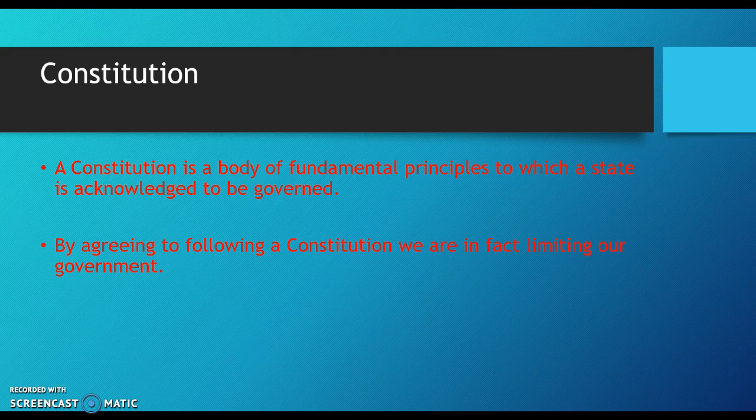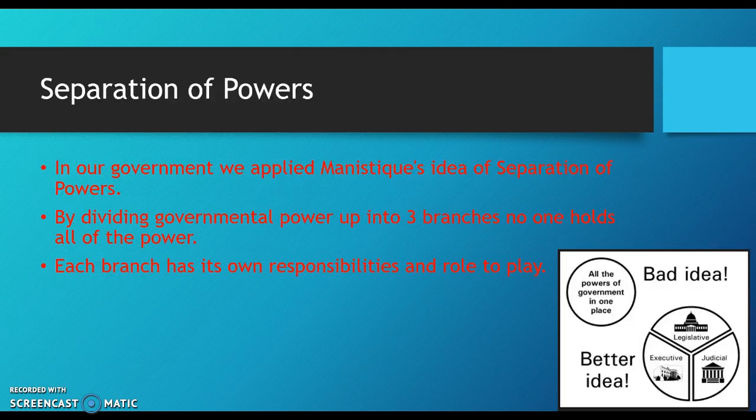Now, the Constitution, as a definition, is a body of fundamental principles to which a state is acknowledged to be governed. Basically, it's the rule book. So by agreeing to have a constitution, by agreeing to follow that constitution, we are already on the road to limiting our government. If we had an absolute monarch, or if we were ruled by a dictator, there would be no constitution at all. It would just be whatever that unitary leader had to say. First off, we're going to talk about the separation of powers.